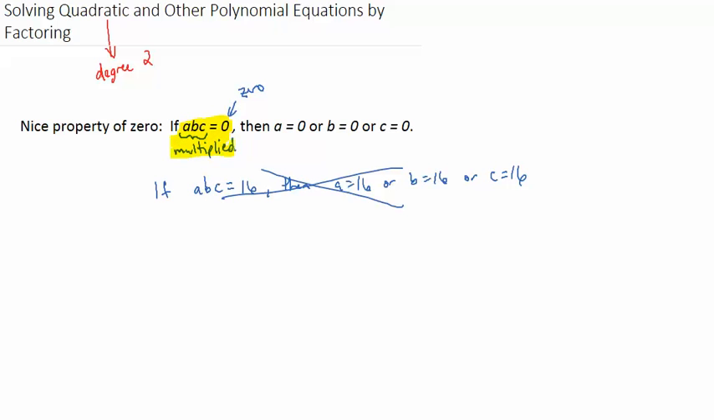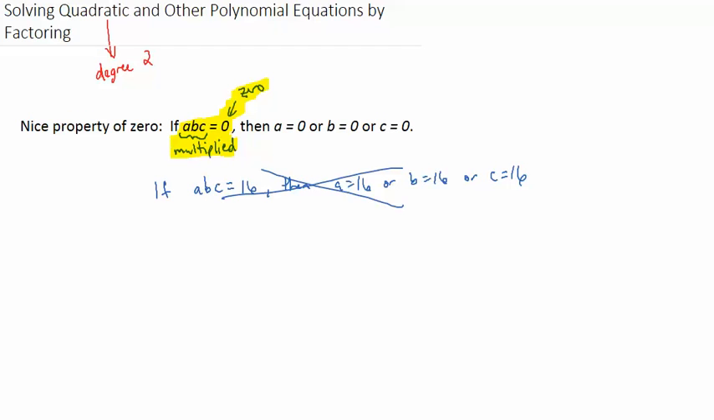So if you have things multiplied together, it can be three things like it is here. It can be four things. It can be two things. But regardless, if you have stuff multiplied together to be 0, one of those pieces has to be 0. One of those factors has to be 0.